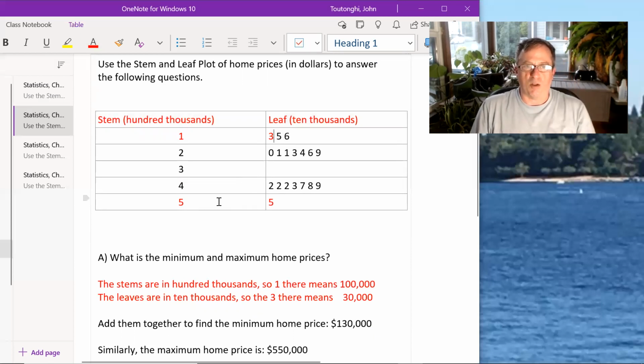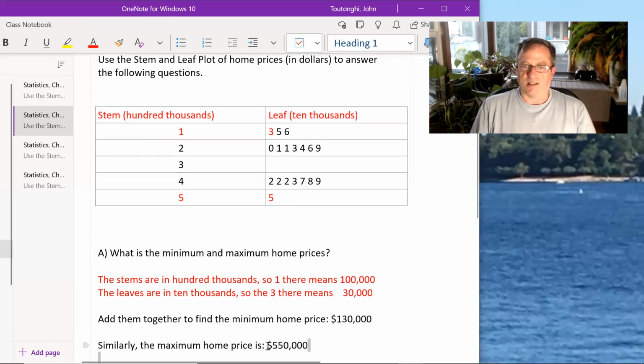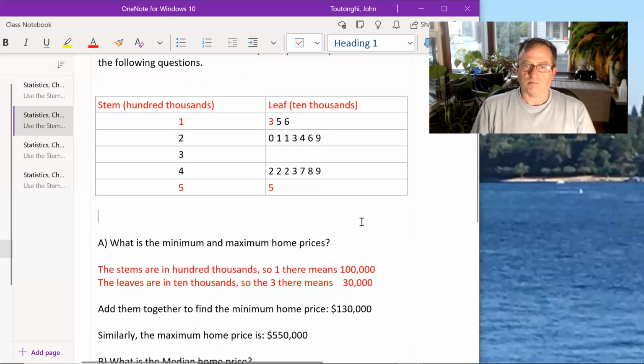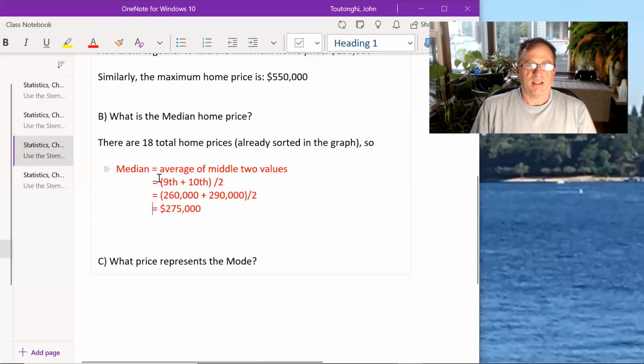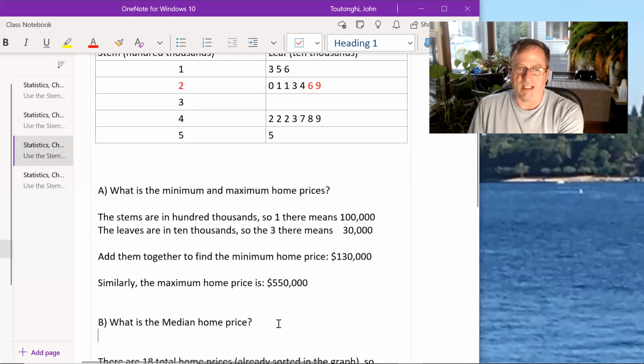Okay, so the maximum home price would be a five in the 100,000s, which is 500,000, and a five in the 10,000s, which is 50,000, and you add them together and you're gonna get $550,000. Moving on to the next part, it's asking about the median home price.